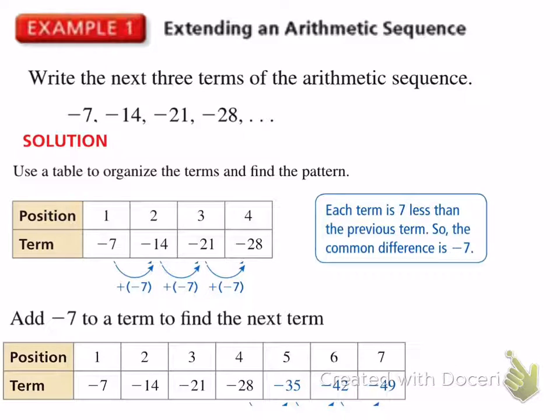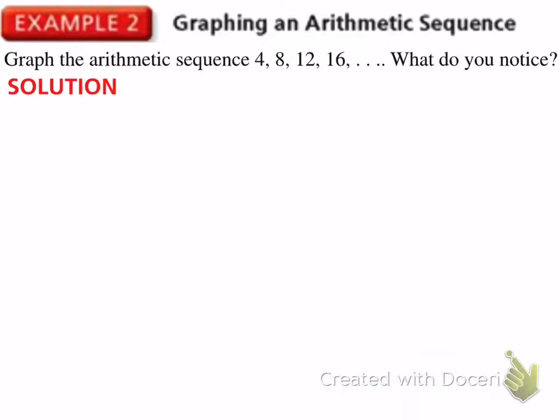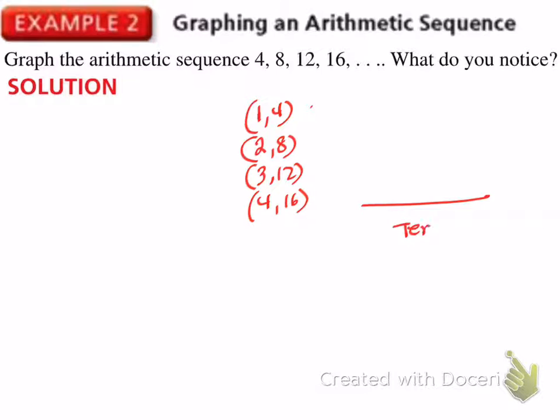So if they asked you to graph that, so if I said graph the arithmetic sequence 4, 8, 12, and 16, what would I actually be graphing? Yes. 1, 4, 2, 8, 3, 12, 4, 16. Does that make sense? Where your x is your term number, and this is your actual term. Or you could call this position, either one. Does that make sense? Okay, so let's move on.